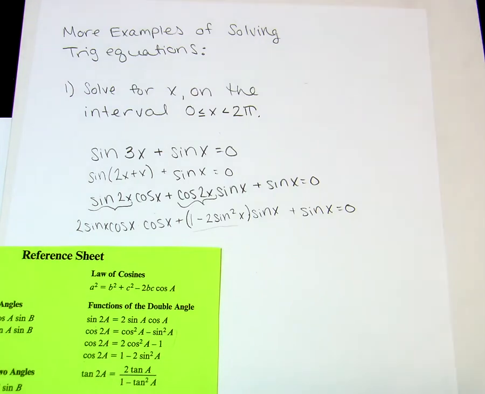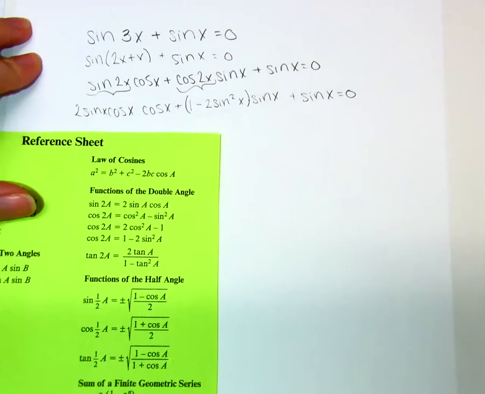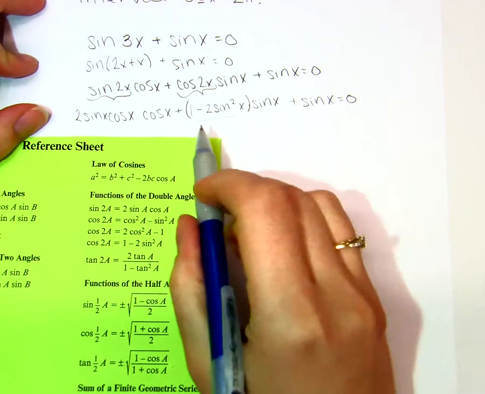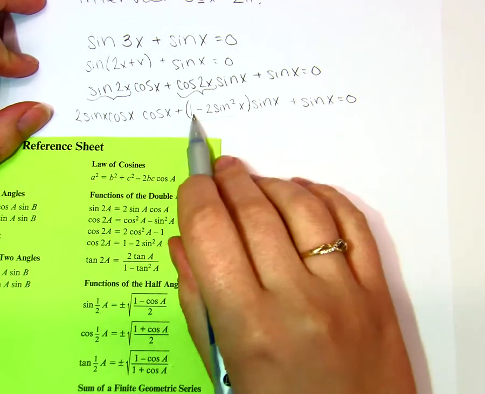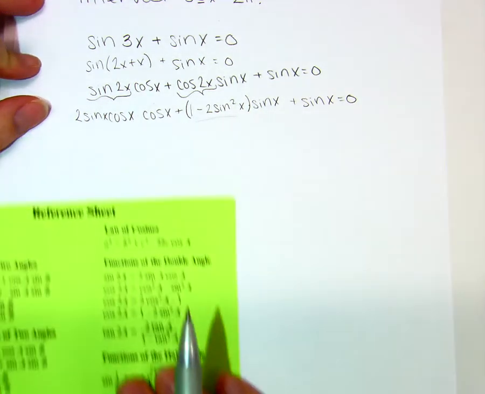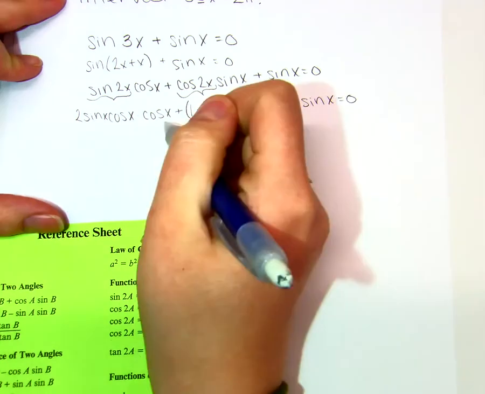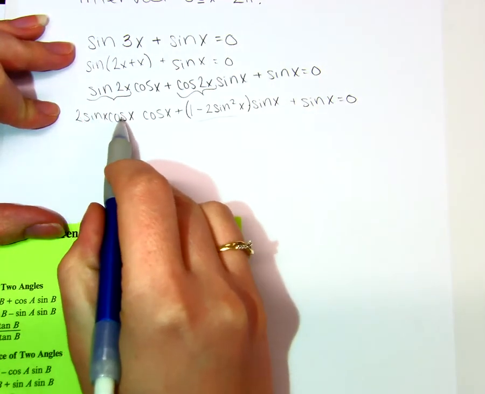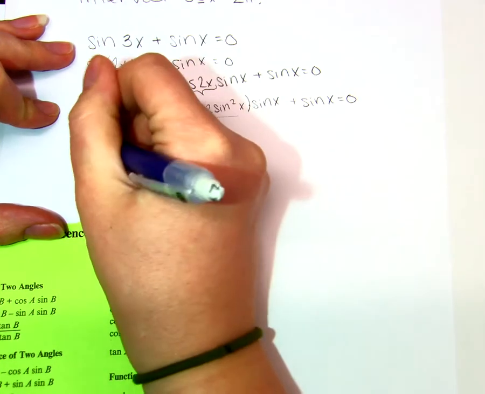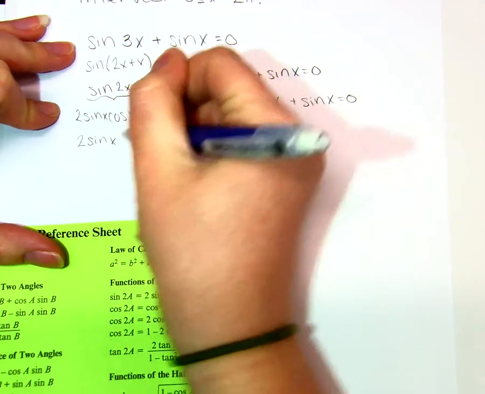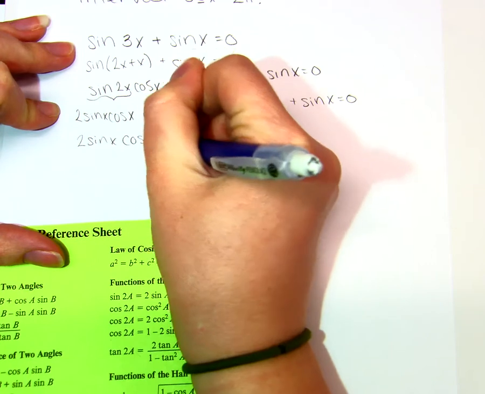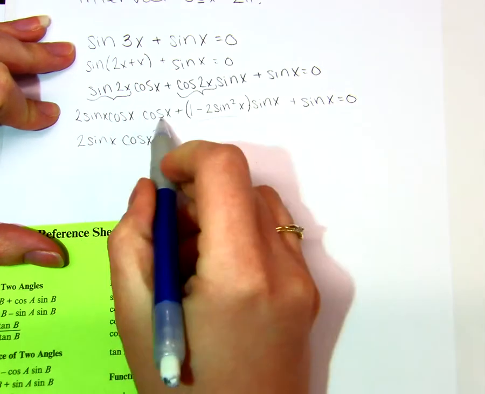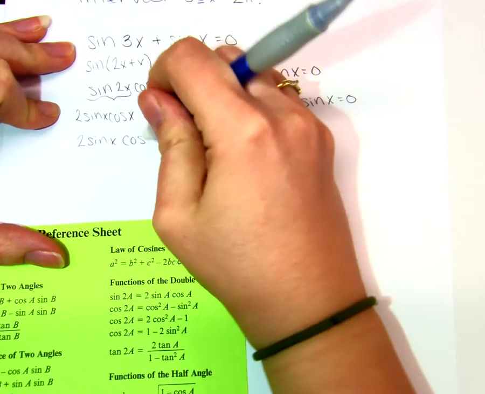Okay, so if we try to finish this video, I have this quantity that I need to simplify because I have it times sine x. So I'm going to simplify this quantity. So I have 2 sine x cosine x times cosine x. So it'd be 2 sine x cosine squared x, because I have a cosine times a cosine.